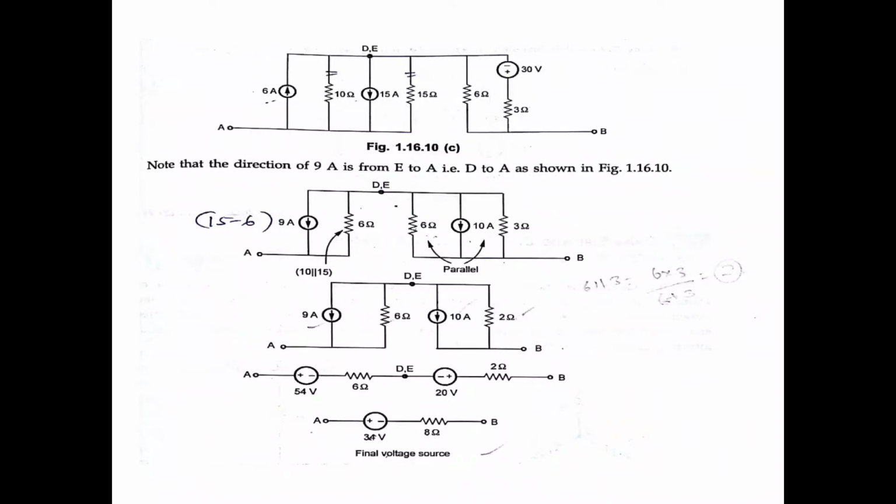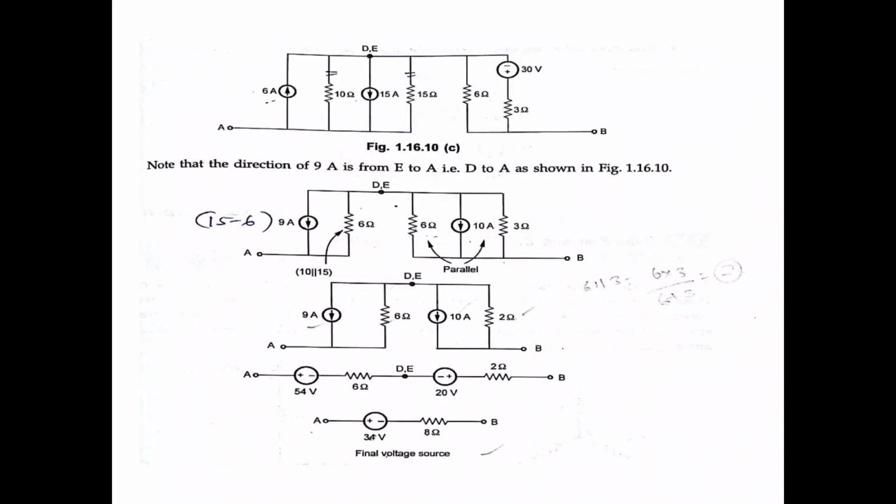Okay, next, 15 minus 6 is 9 amps. Of 15 and 6, one is upward and one downward, so 15 minus 6 is 9. The 6 ohm stays as it is. On both sides, 30 by 3, V by R, gives 10 amps, with the 3 ohm. 6 and 3 are in parallel. Next, 10 and 15 are in parallel, that is 6 ohm. So we have 9 amperes, 6 ohm, 10 ampere, and 6 and 3 in parallel give 2 ohm.